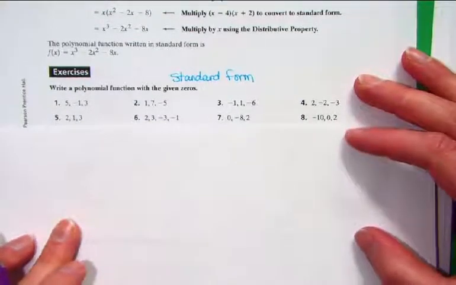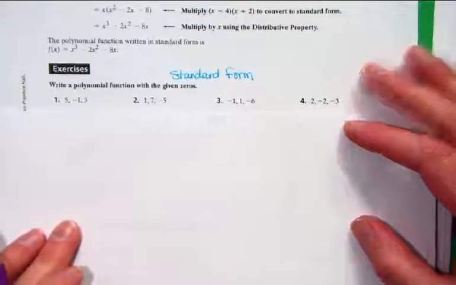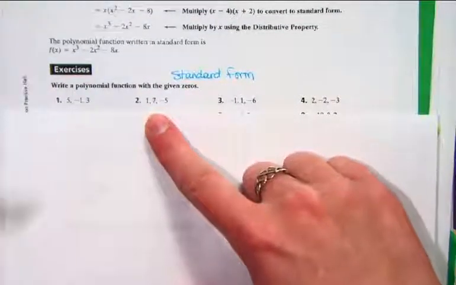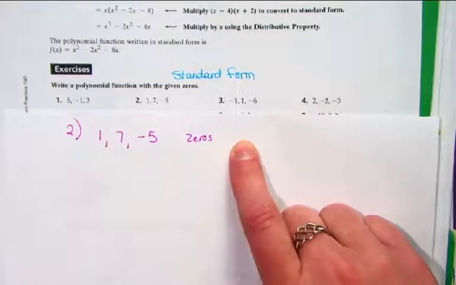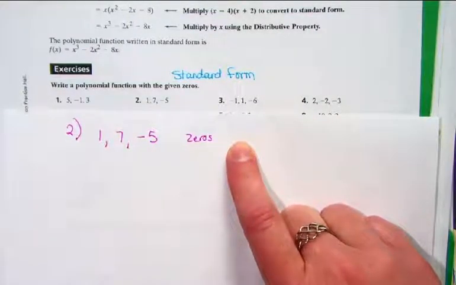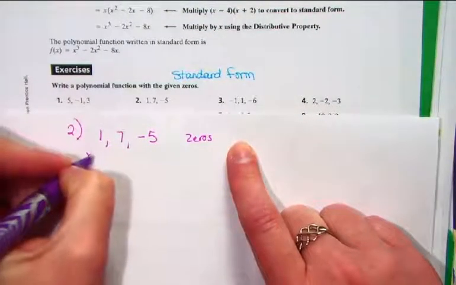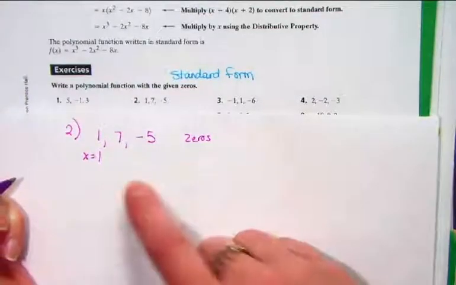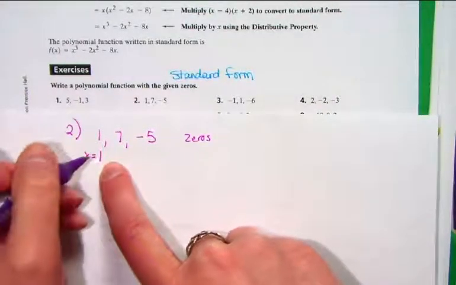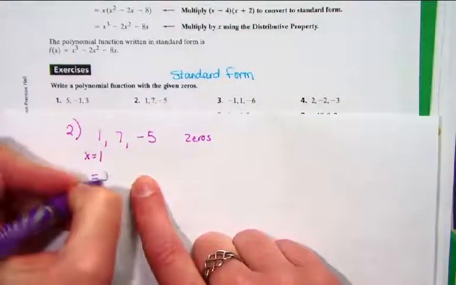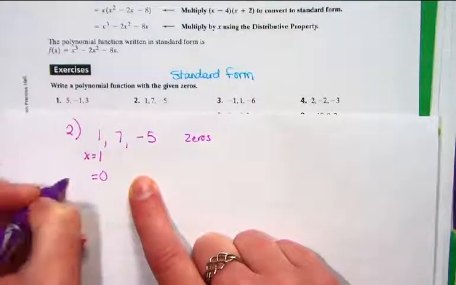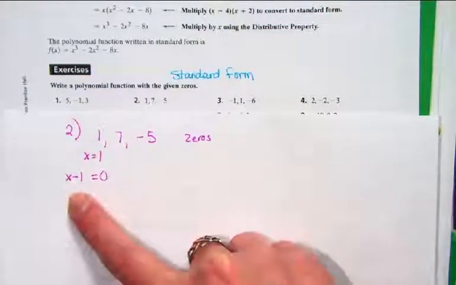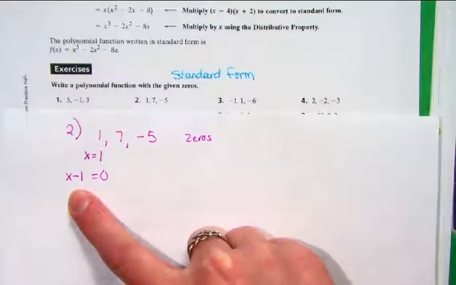So we'll look at one example completely all the way through together. Let's take a look at number 2 together. It gives us the zeros at 1, 7, and -5. So these are the zeros. We need to turn each of those zeros into a factor. To do that, if we start with a zero like x equals 1, to turn it into a factor, we just need to get it equal to 0. So to get this one equal to 0, I need to subtract 1 from both sides. So the factor is actually x minus 1.